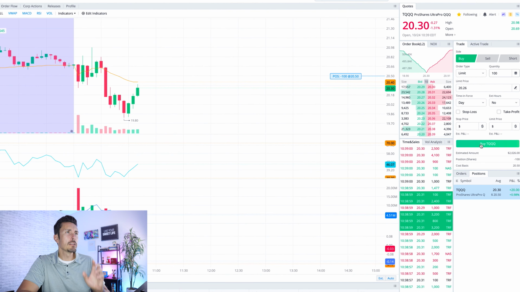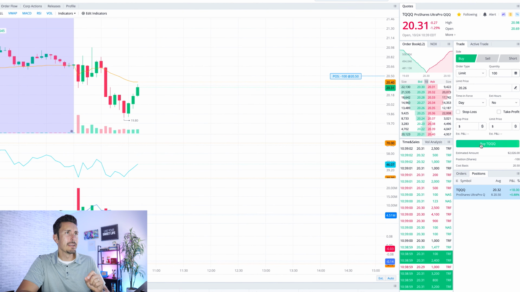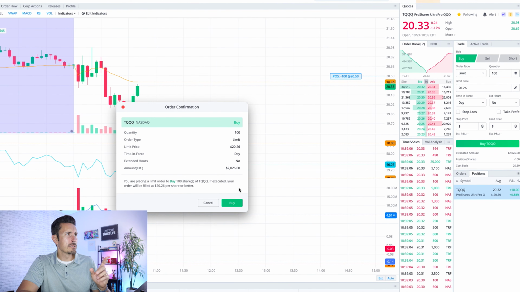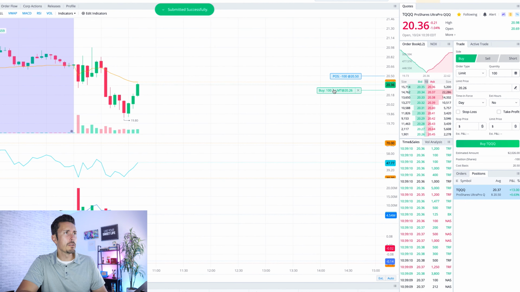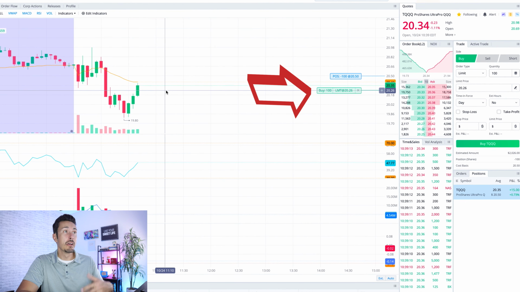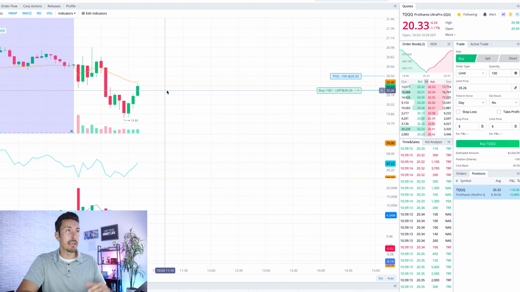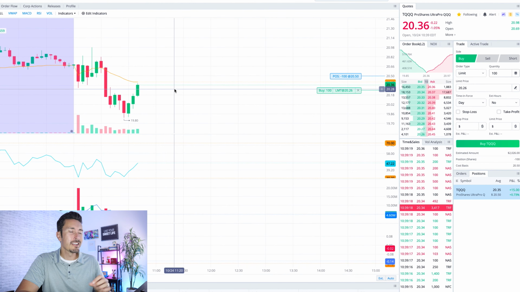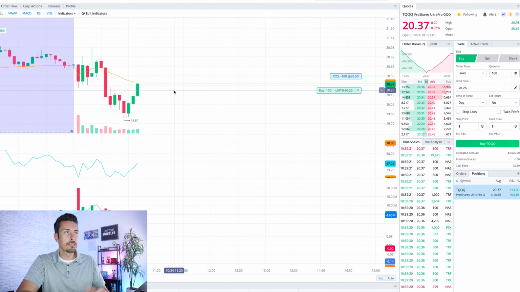So in this case, I'm going to set a limit price of $20.26. Grab a little bit of profit, and right there it is. There's our confirmation screen. Hit buy, and then you can see right up here there's buy 100 at the limit price of $20.26. That'll be exciting. Let's see if it gets to that. Right now we're at $20.34. If it drops down to that $20.26, we'll execute the trade and have some profit to talk about.